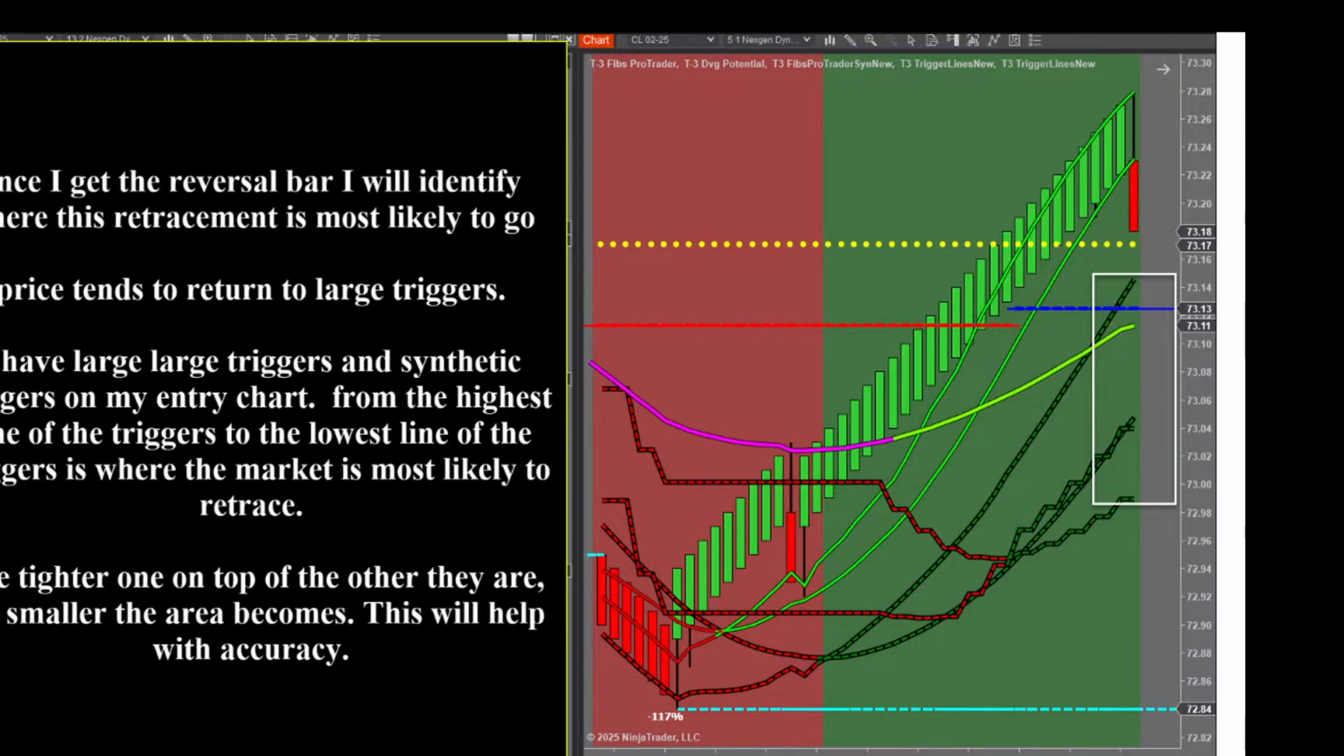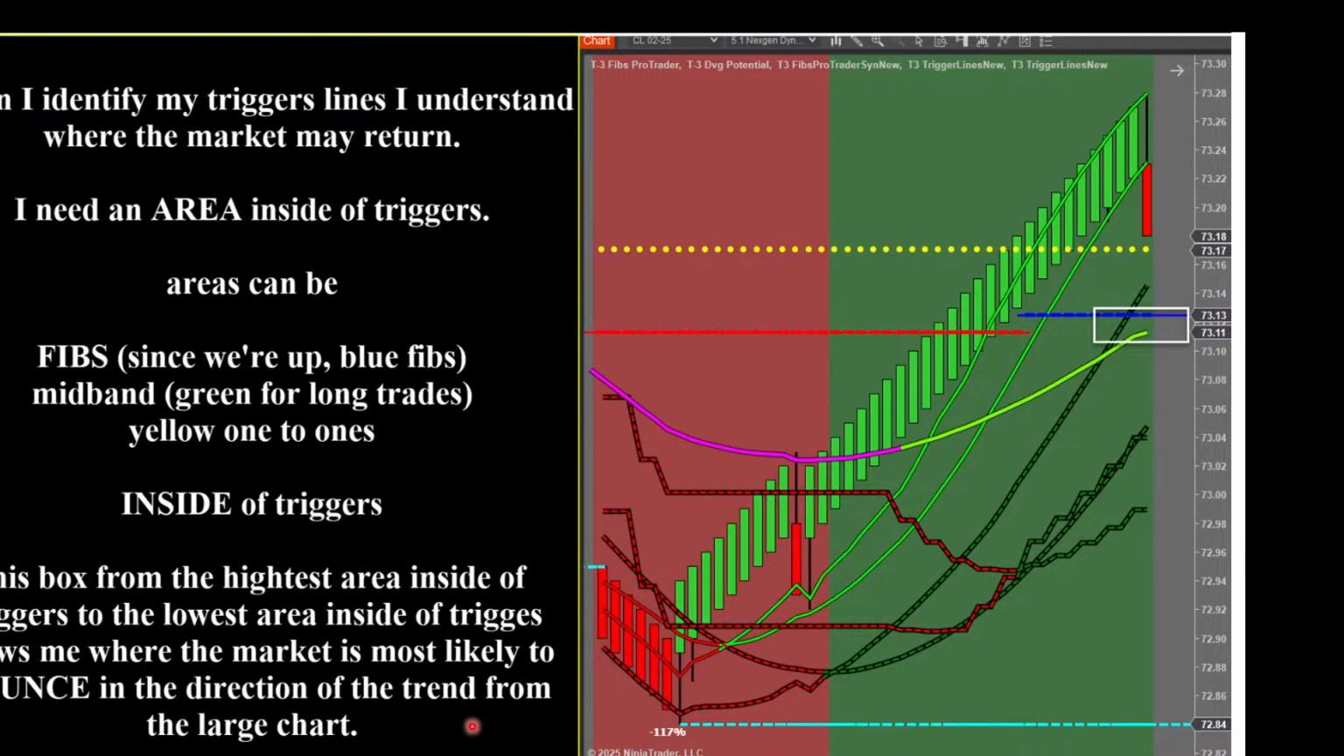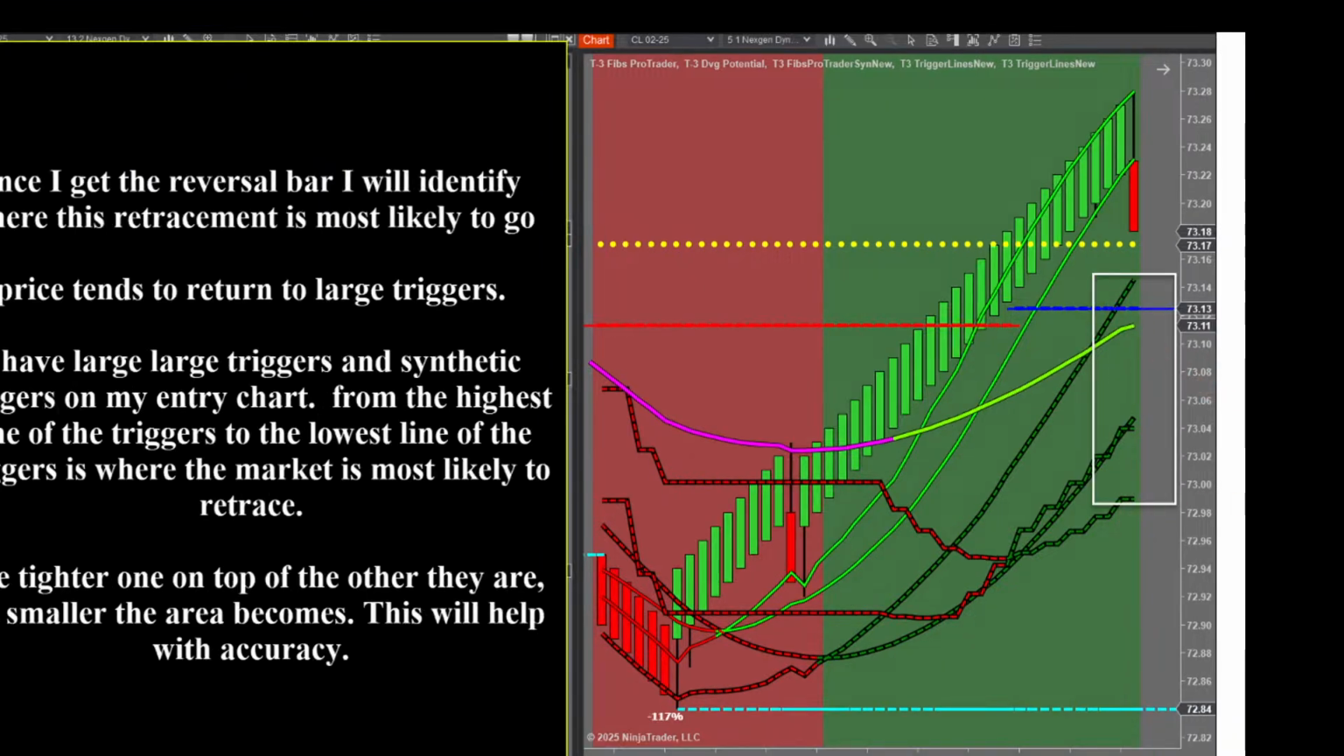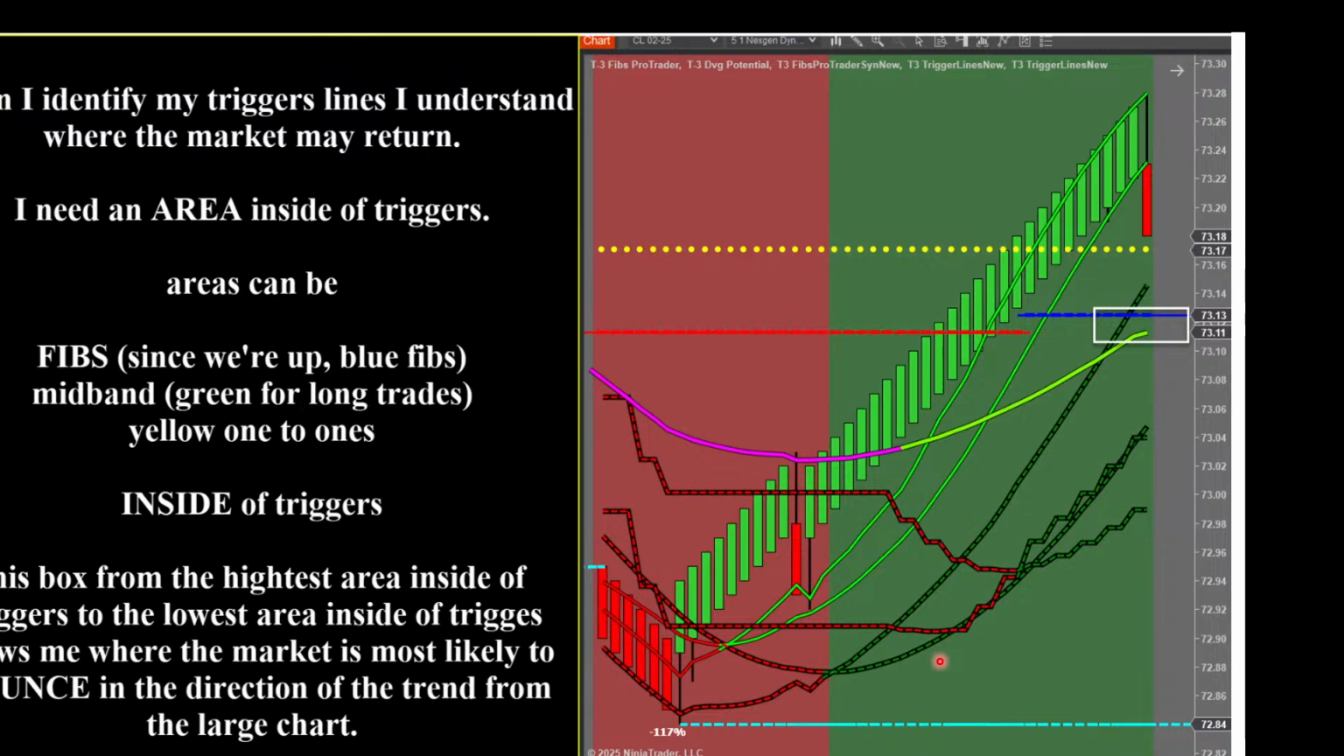But now I'm going to define where it's most likely to bounce. So once I identify where the market may return, I need an area, a fib, a midband, or a yellow 1-to-1. And there's that word again, inside of triggers, inside of that retracement zone, somewhere in between the top of the triggers and the bottom of the triggers. So that big white box we had where it may retrace turned into a much smaller box where it's most likely to bounce. Most likely, not guaranteed. This is our window of opportunity, as I like to call it.